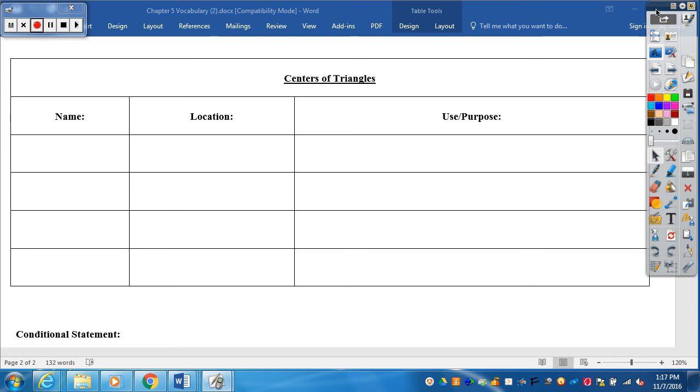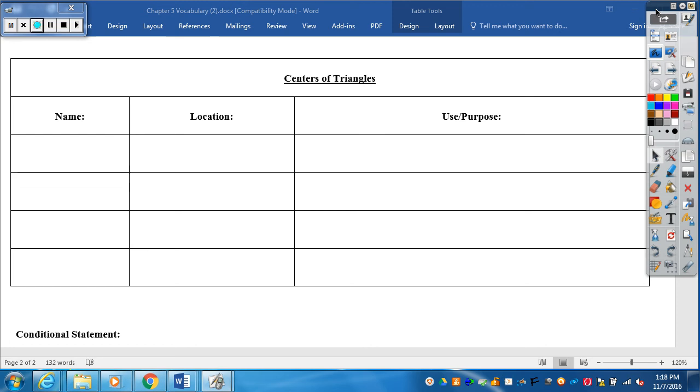So maybe I should back up to circumcenter. I was getting a little ahead of myself. The use of the circumcenter is a point equidistant from the vertices of the triangle. You want to make sure you got that down there. The circumcenter is a point equidistant from the vertices of the triangle. Okay. The incenter, the use, is going to be a point equidistant from the sides of the triangle. All right.